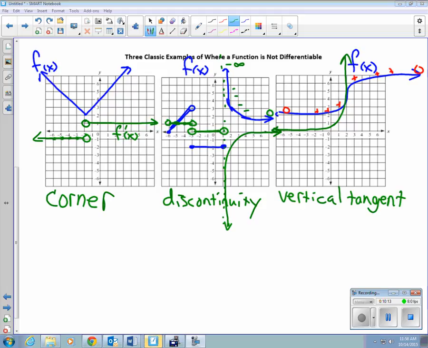Right after 2, if we go just to the other side of 2, what would you estimate the slope to be? Again, positive infinity. And it would slowly then move out towards 0.